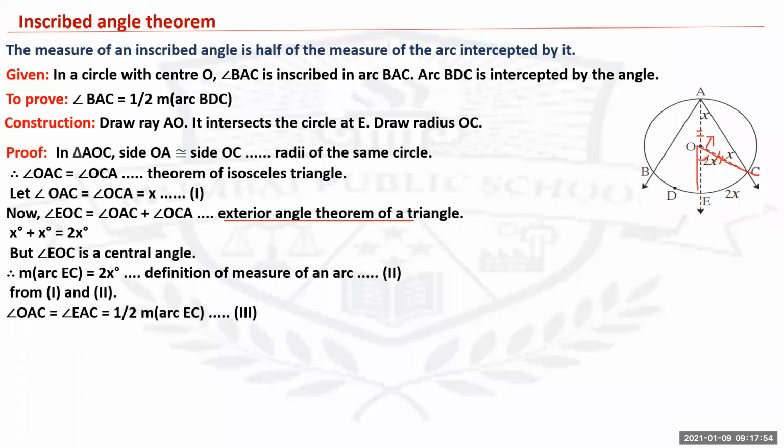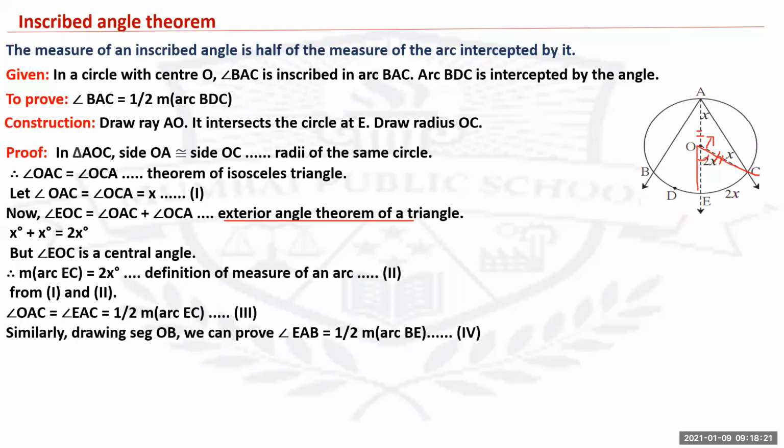Now from 1 and 2, angle OAC equals angle EAC equals half the measure of arc EC. This is your statement number 3. Similarly, drawing OB on the other side, you can get angle EAB is half the measure of arc BE.